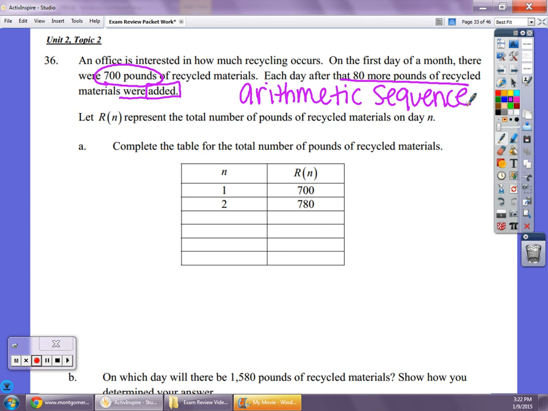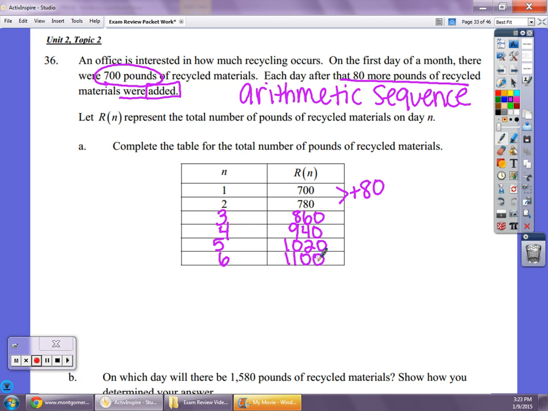Okay, so we're going to complete the table. We know that we're adding 80, and we can see that here. That's definitely plus 80. So I'm going to keep adding 80. 780 plus 80 is 860. Plus 80 is 940. Plus 80 is 1020. And plus 80 is 1100.